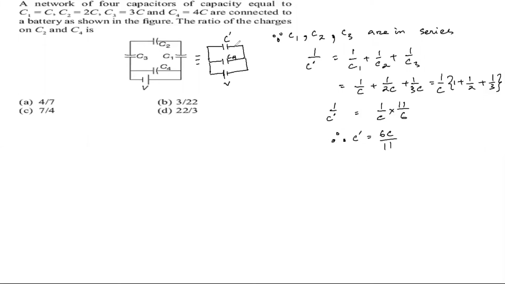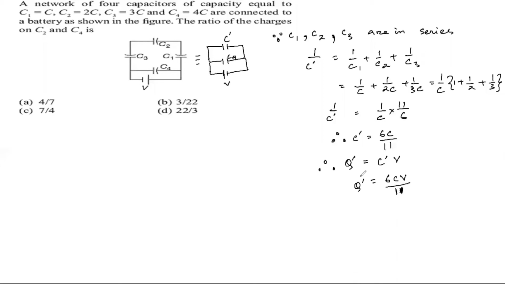Now we are going to find the charge. Since C dash and C4 are in parallel to this battery V, both of them will have the same potential. Therefore, charge Q dash will be C dash V, which is 6CV by 11. This is the amount of charge in this C dash capacitor. Remember, this C dash is the series arrangement of capacitors C1, C2, C3. And this charge Q dash is the charge stored in the C dash capacitor.